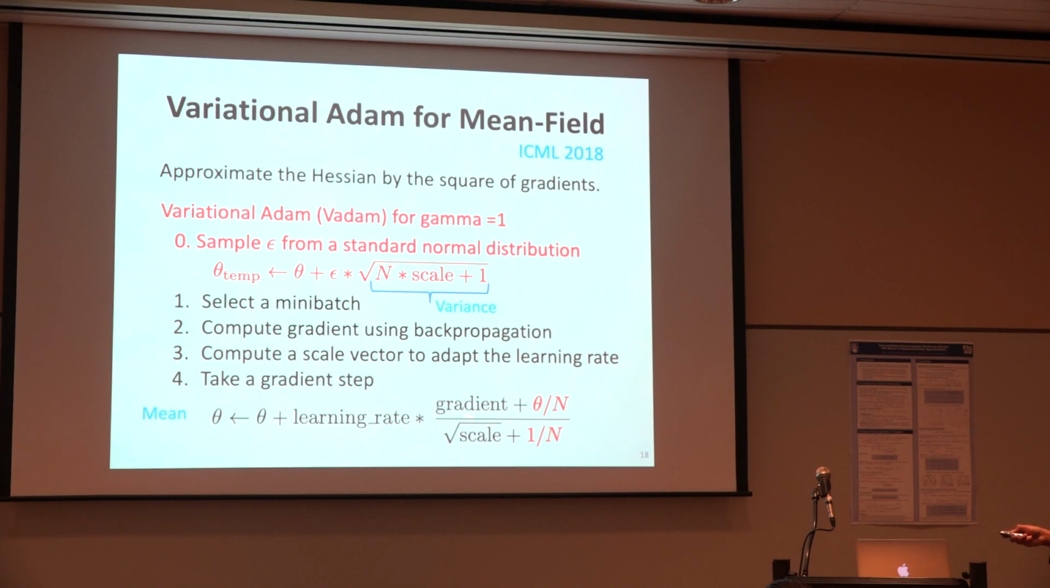You can see that this is just the gradient times the inverse of the least squares thing. So the scale is that matrix. It's a diagonal in this case because it's mean field.